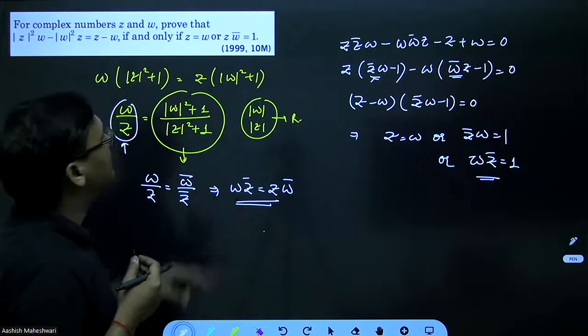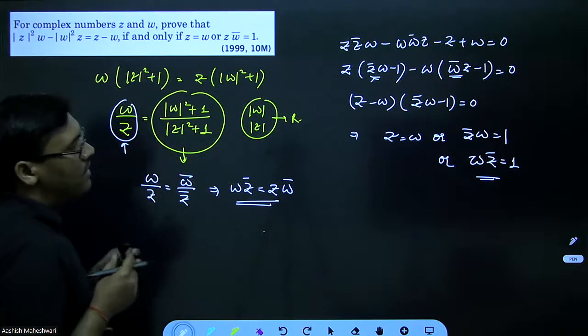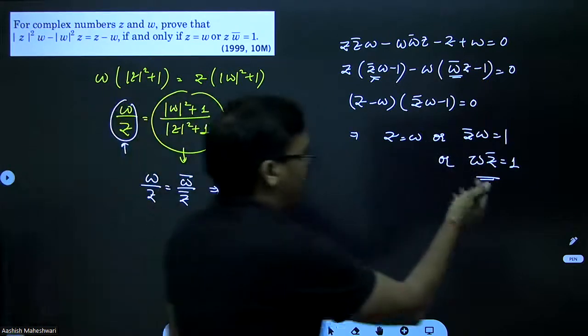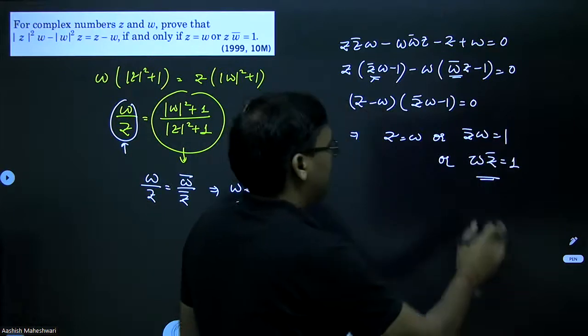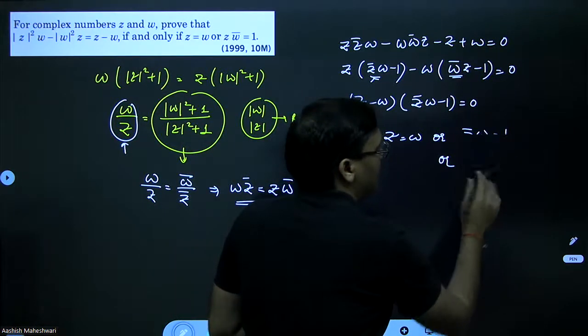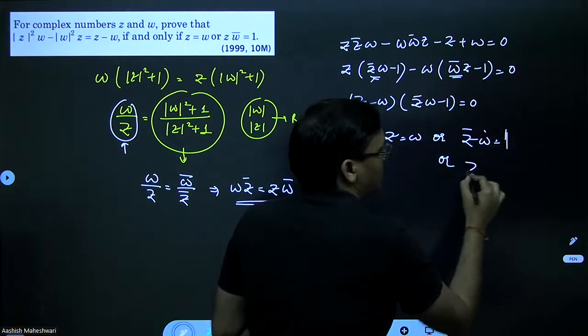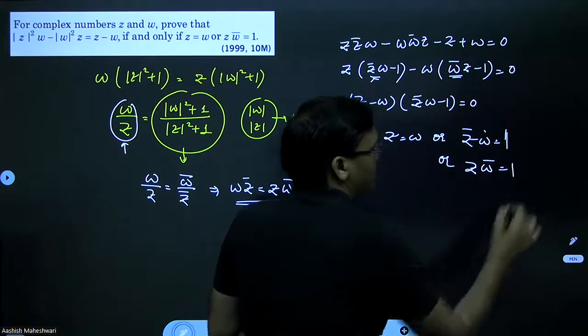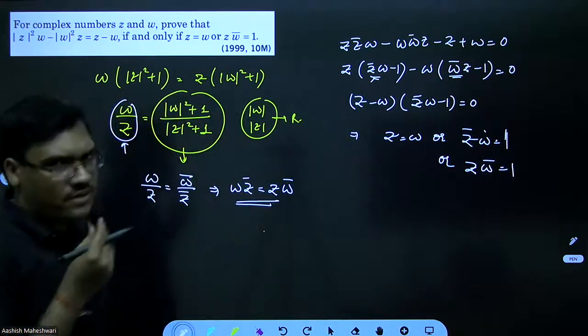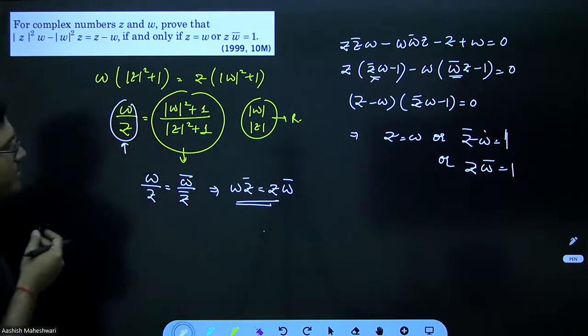So I hope this point is clear. How can you prove this? Sorry, I have written both the same thing. So basically I should write this, z omega bar is equal to 1, or z bar omega is equal to 1. Basically what we have done is the same, right? So this is how you can solve this.